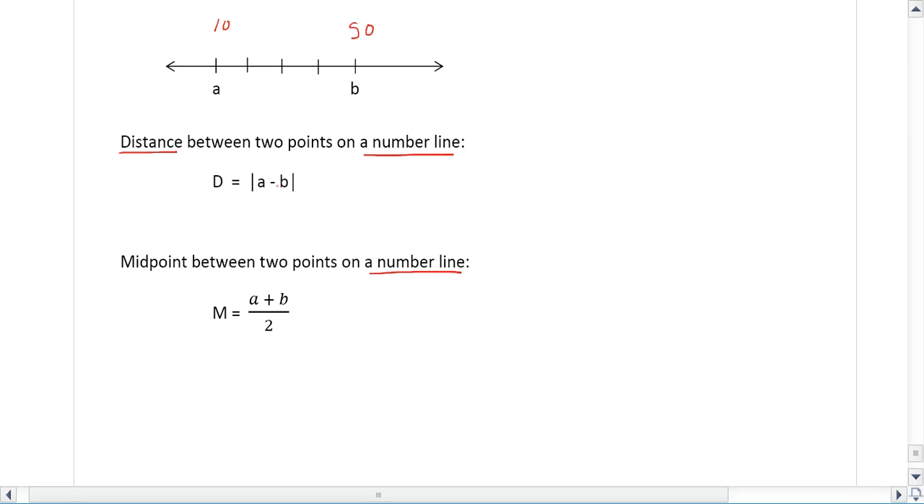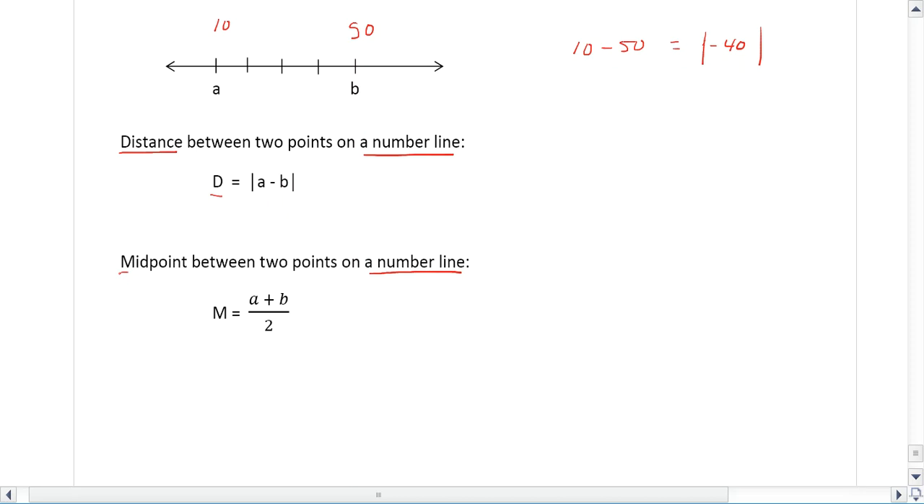So that's where the subtract comes from. But what if we happen to go 10 minus 50 and get a negative 40? And we just learned a minute ago that distance is always positive. So the way that we can guarantee that this letter D, this distance, will always be positive is if we use the absolute value. So that's where this formula comes from. Distance equals the absolute value of a minus b. This way it doesn't matter which way you subtract it, you're always going to get a positive distance.